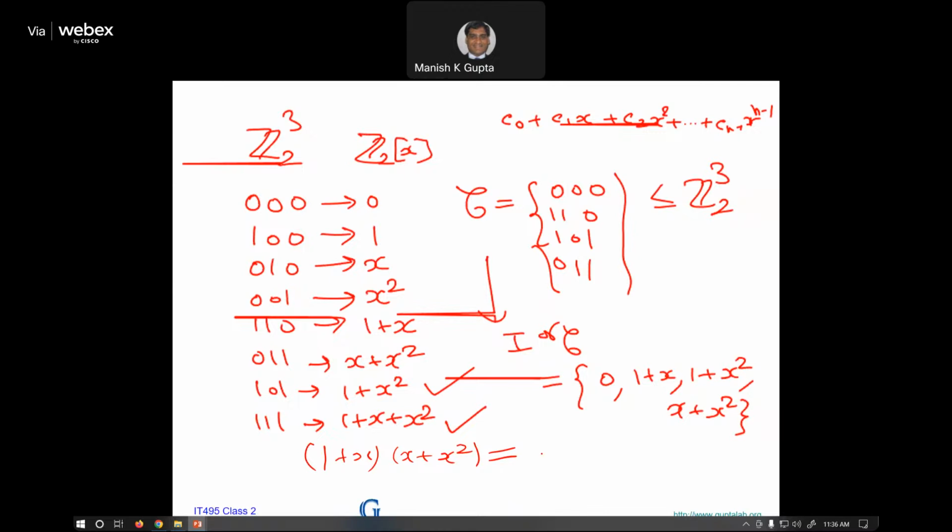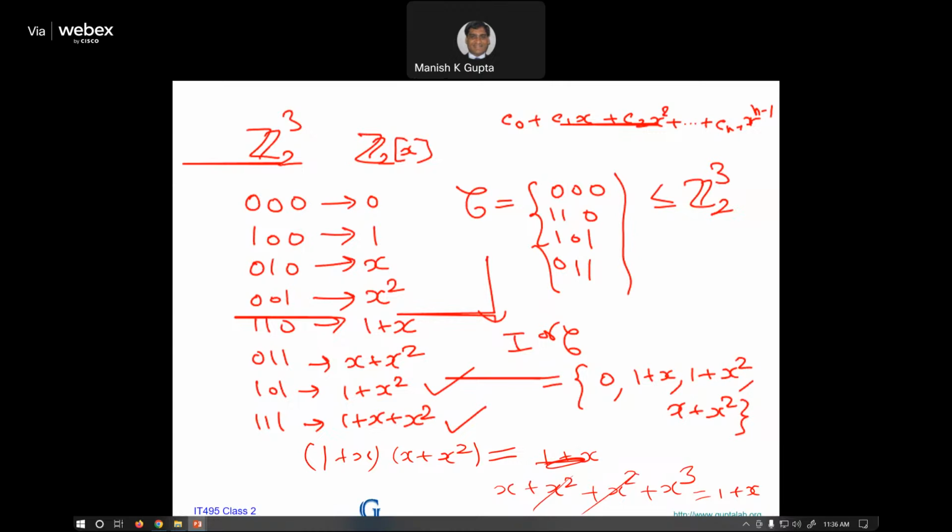So what is happening here? 1 plus x. Sorry. x plus x square plus x square plus x cube. Right? x square plus x square is 2x square, which is 0. And x cube is 1. So this is nothing but 1 plus x.